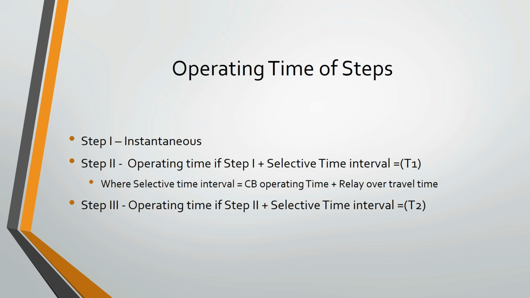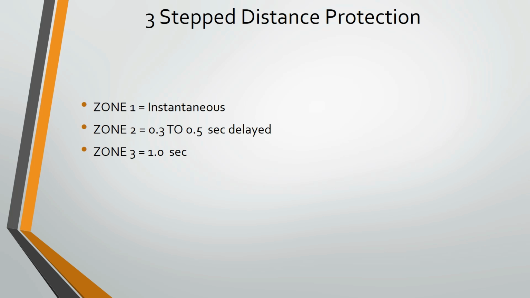For zone 1, it is instantaneous. For zone 2, the operating time of zone 1 plus some selective time interval, which includes the operating time of the circuit breaker and the travel time of the relay signal. Also, for zone 3, the time is selected in a similar fashion with respect to zone 2. The exact values of tripping are as such. For zone 1, it is instantaneous. For zone 2, it is 0.3 to 0.5 seconds delayed. And for zone 3, it is 1 second delayed with respect to zone 1.